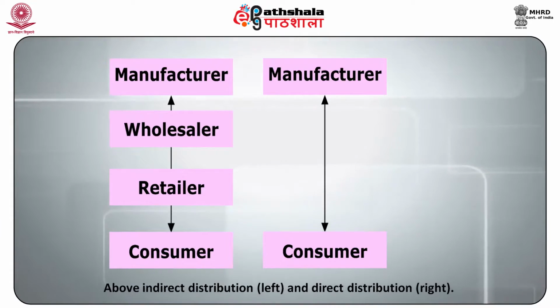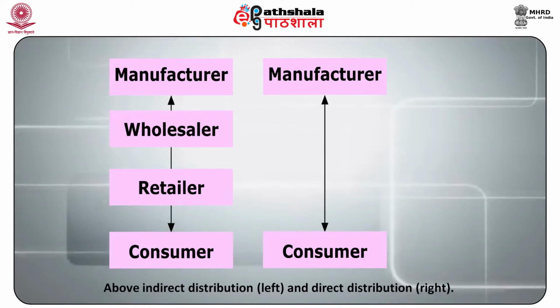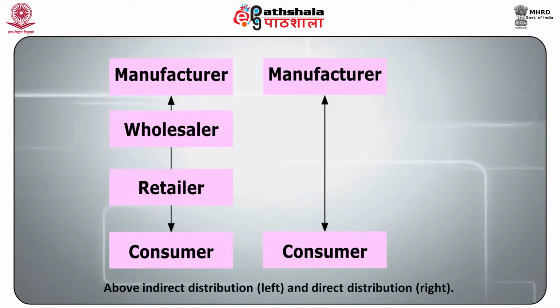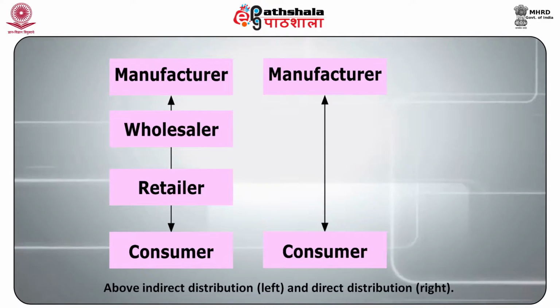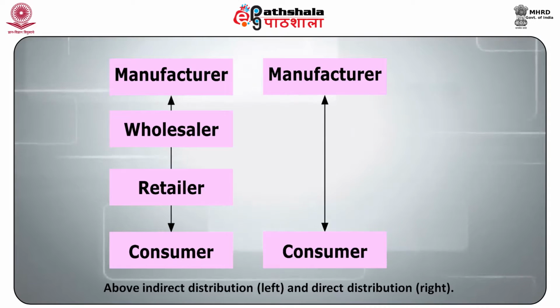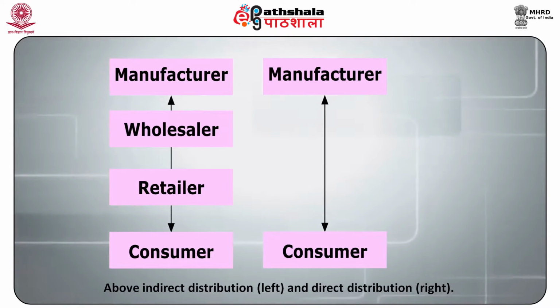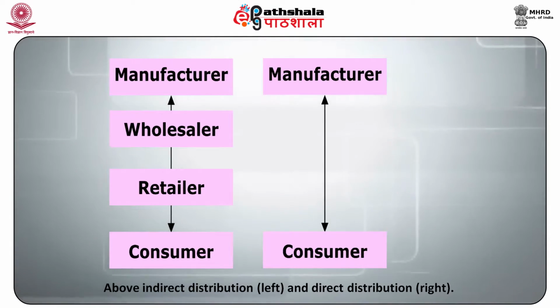In the chain, we have displayed the distribution of indirect channels. In this, the manufacturer sells the goods to the wholesaler, the wholesaler sells the goods to retailers, and the retailers finally sell goods to consumers.